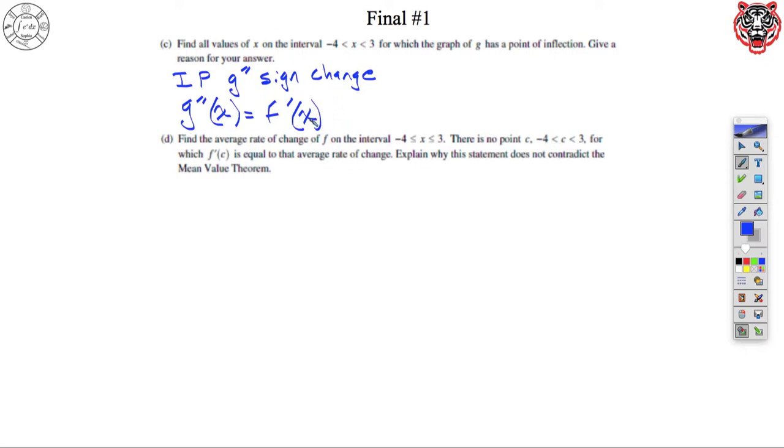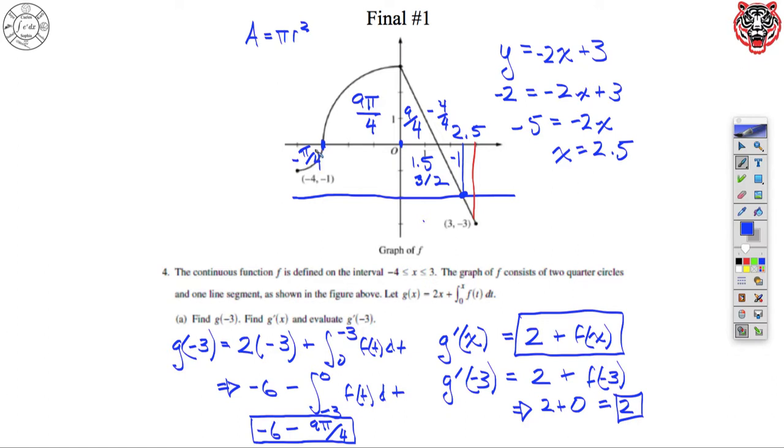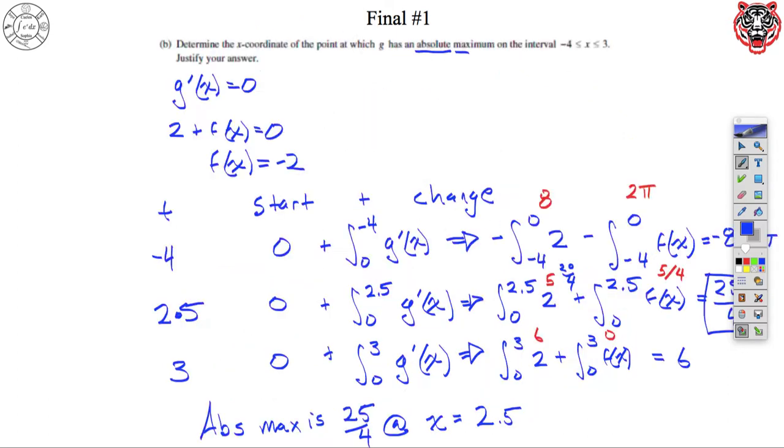So f prime of x, we're given a graph of f, so a sign change of f prime is a slope change. So we're looking for a change in slope. Positive, positive, even infinite, but it's still from a positive to a positive, so it doesn't count. Positive, positive, oh, all of a sudden negative, negative, and all negative. So right there, there's a slope change.